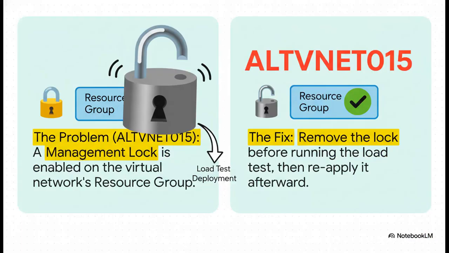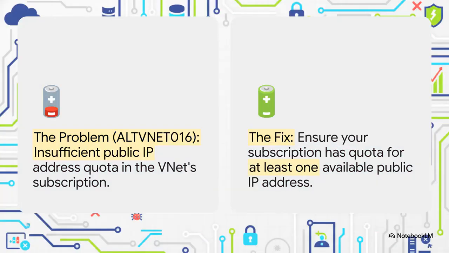Oh man, this one. ALTVNET 015. This one catches so many people off guard. Management locks are awesome, right? They protect your important resources from being accidentally deleted. But that same lock also prevents Azure Load Testing from deploying its temporary resources into that resource group. The service is trying to create VMs, and the lock is just standing there going, nope, not on my watch. The solution is simple. Just temporarily remove the lock, run your test, and you can put it right back on when you're done.